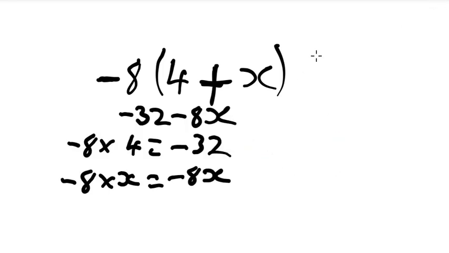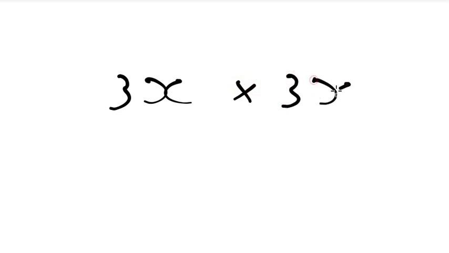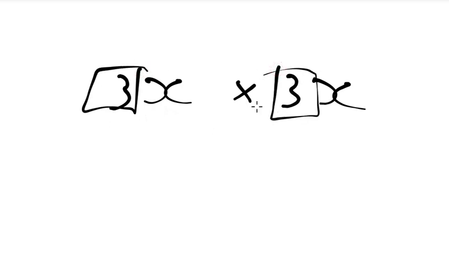And when you multiply terms together like that, like 3x and another 3x, the rule for this is to multiply the numbers together first, aka the coefficients. 3 times 3 is 9, and then multiply the variables. So x times x is x squared. So 3x times 3x would be 9x squared.